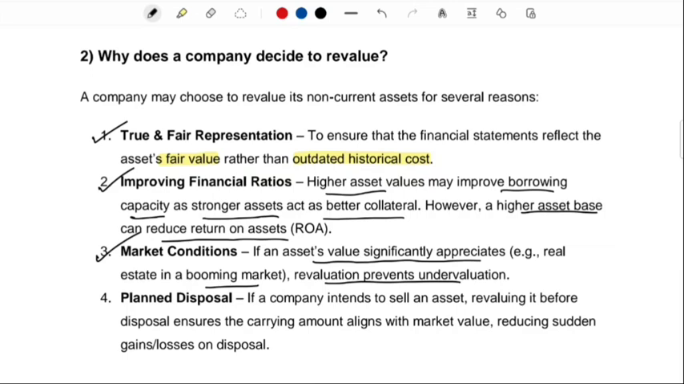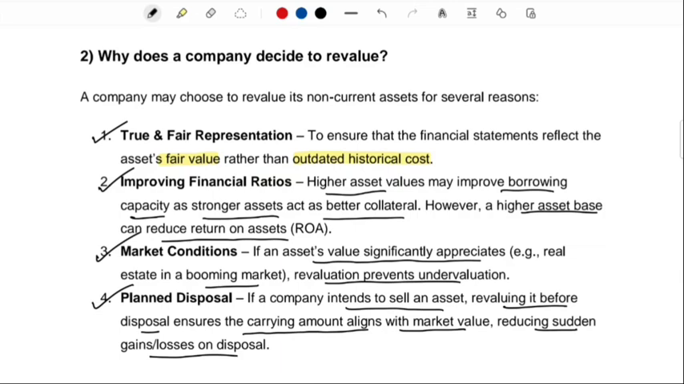All right, so that is what we mean. And then planned disposal. If a company intends to sell an asset, revaluing it before disposal ensures the carrying amount aligns with market value, reducing sudden gains or losses on the disposal. So basically, it means that you'll be more aware of the gains and losses that you can expect on the disposal. However, there's an important point that I want to mention.